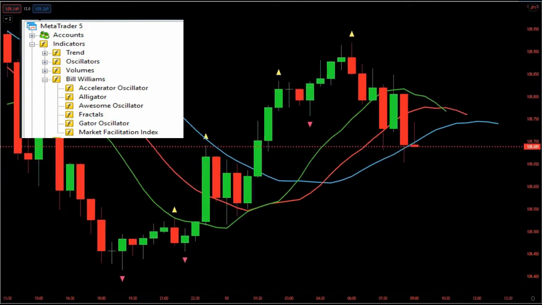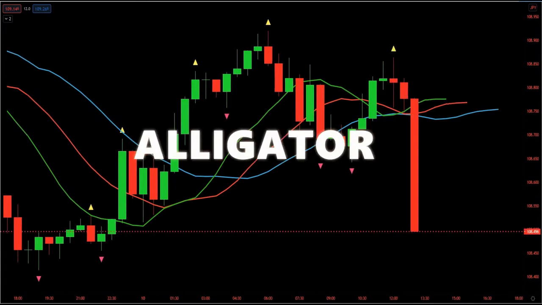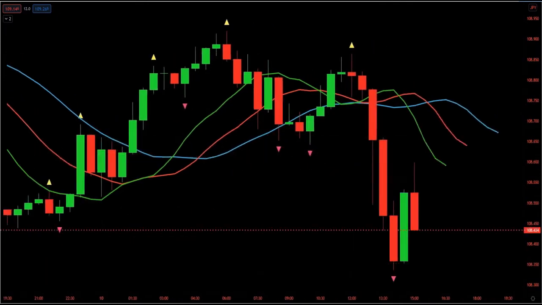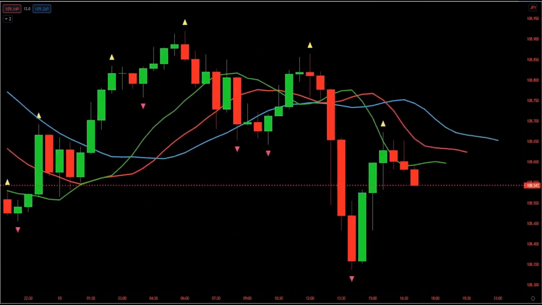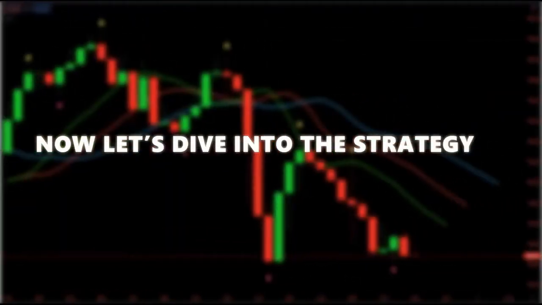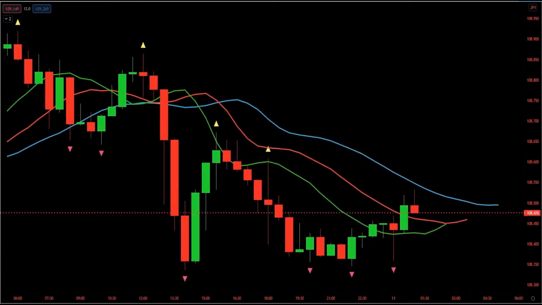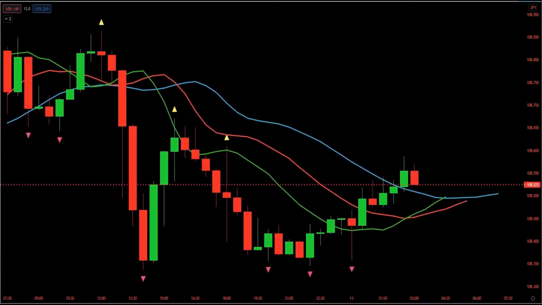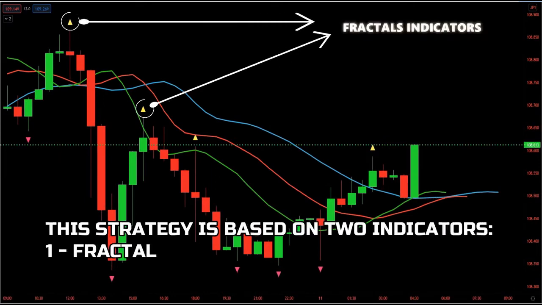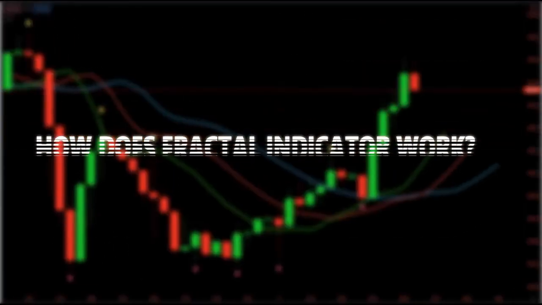I do like each of these 6 indicators, but after extensive research and testing putting together, the alligator and fractal indicator not only was the easiest way to trade with his indicators but are extremely powerful with the right strategy. Now let's dive into the strategy. This strategy is based on 2 indicators designed by Bill Williams and included in most trading terminals by default. 1. Fractals. 2. Alligator. How does fractal indicator work?